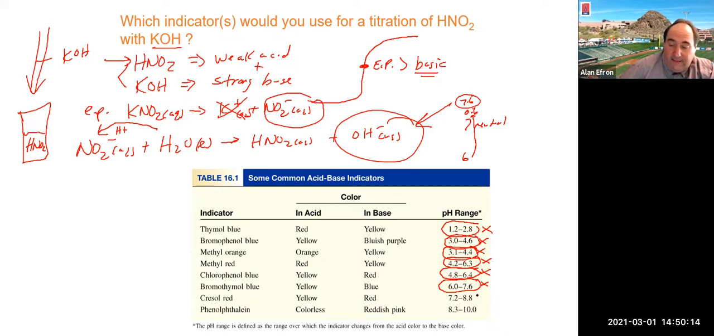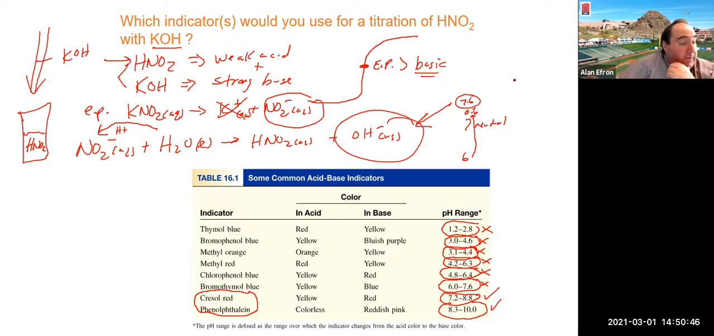Cresol red, that is definitely basic, so that is a possibility. And our phenolphthalein here, definitely basic, so that is a possibility. So out of this table here, these two are potentially good indicators to use in this titration. Clearly, we would not want to use anybody above there, because they're really more acidic. First off, any questions on that?